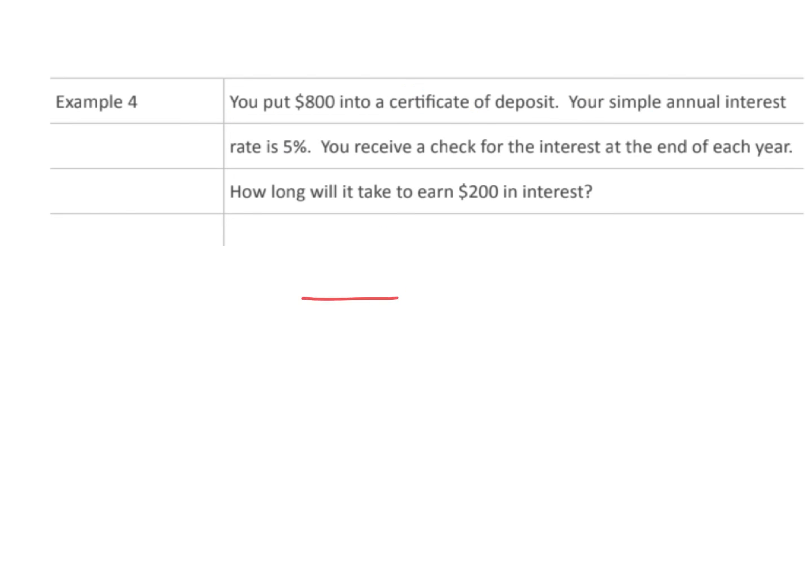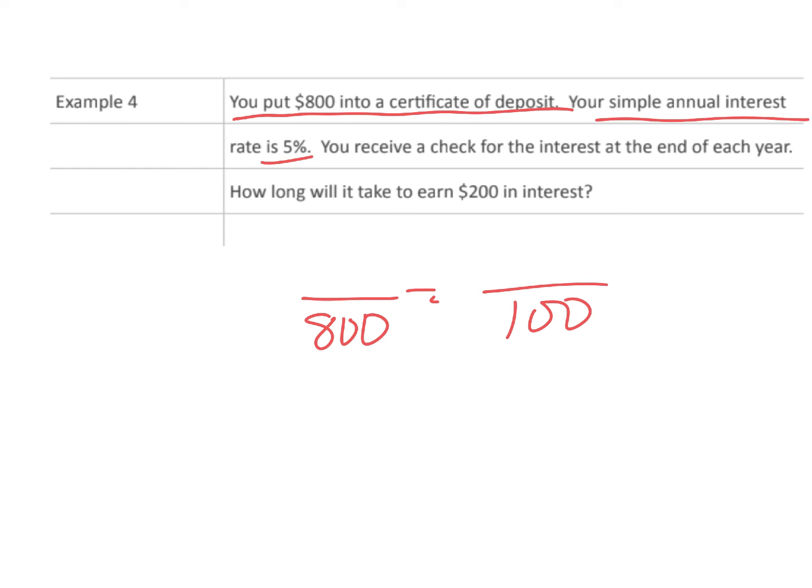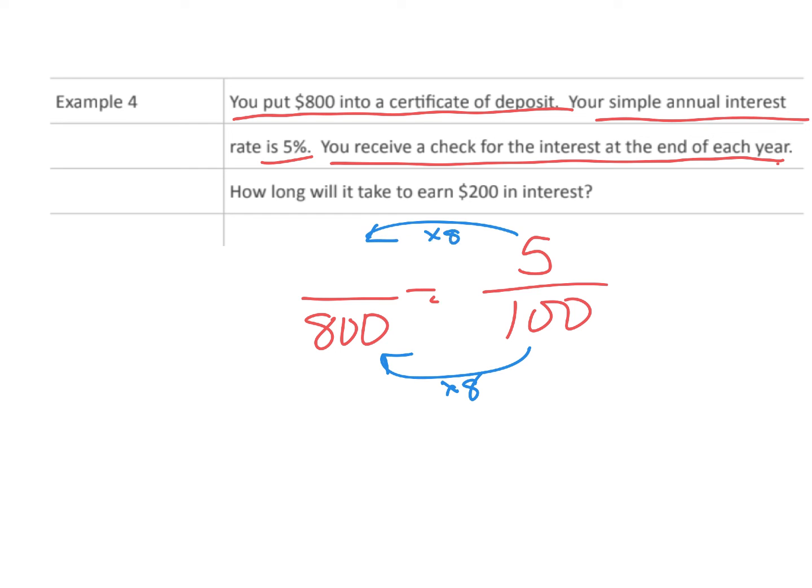Let's do one more. Set up our percent proportion. You put $800 into a certificate of deposit. That's our principal. That's how much is in the account. Your simple annual interest rate is 5%. That's what goes over 100. You receive a check for the interest at the end of each year. Well, let's start there. Let's not get to our question quite yet. Let's figure out how much we're going to get each year. 100 times 8 gives us 800. So 5 times 8, we're going to get $40 each year.